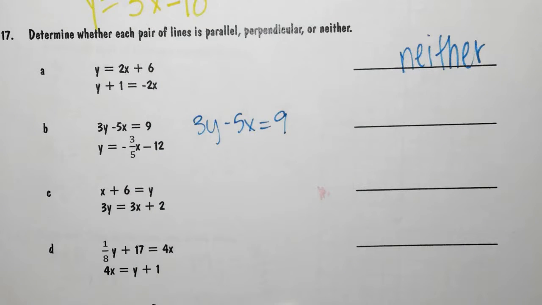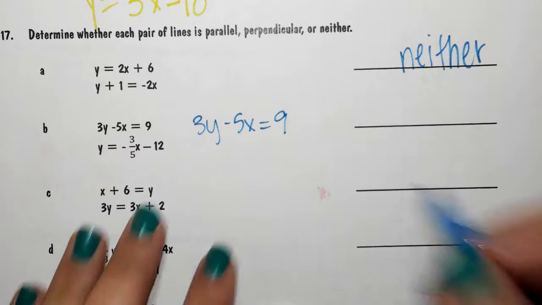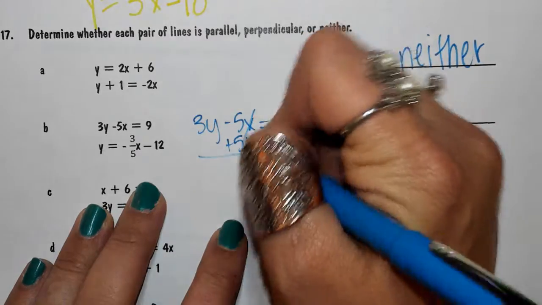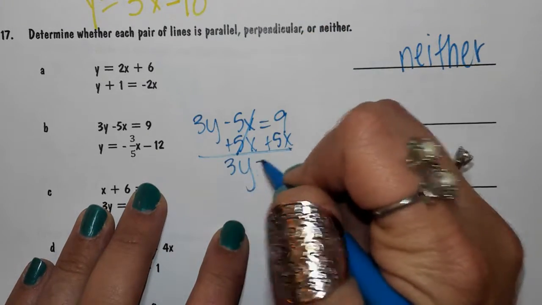Without screaming at me, can someone tell me what the first step is to solve for y? Bronson. You add 5x. Look at you go. Take a point, Kimberly.